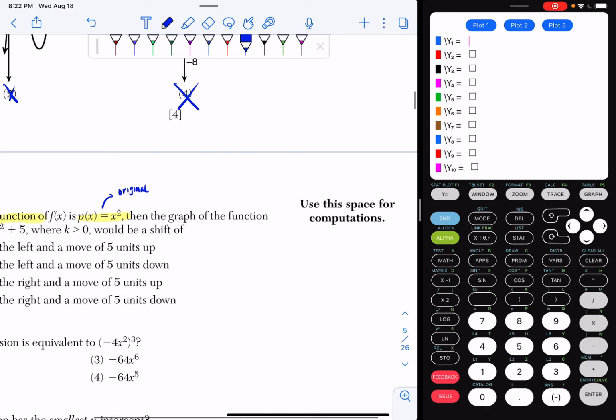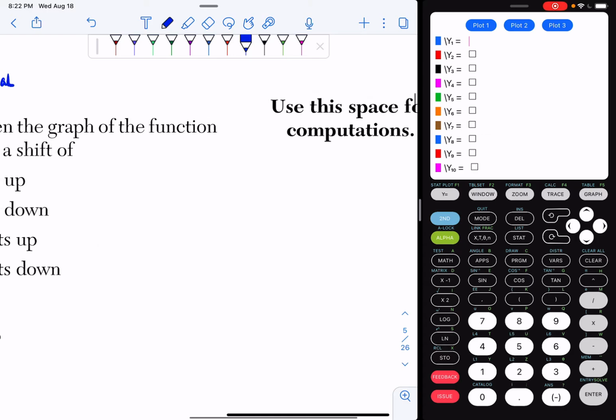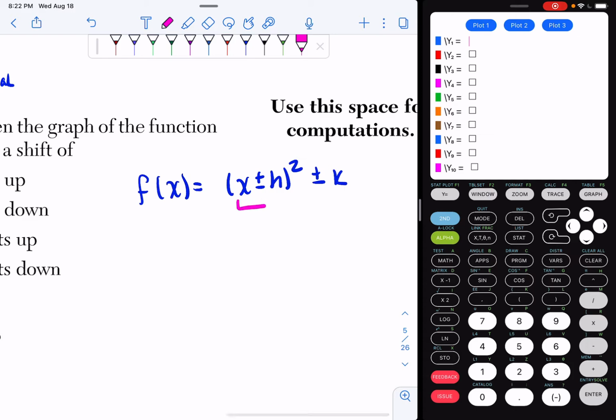So let's just go over a few things before you even look at this question, if you want to do this based off your memory instead of using this calculator. Whenever you have something along these lines, we're dealing with a phase shift. So if I'm dealing with the inside of my parentheses and I have a positive, that's a shift left. If I have a minus, that's a shift right.